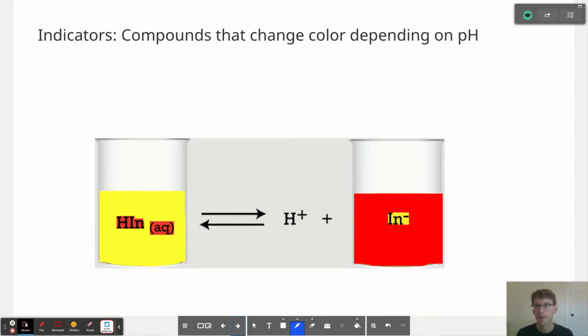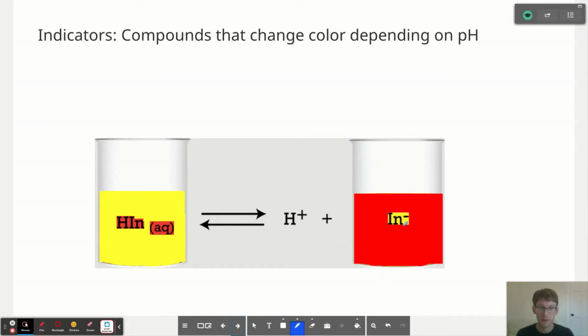An indicator is a compound that can act as an acid, and when it does that, it changes from one color to another. So what we can see here is a solution of a protonated indicator, and the protonated indicator is going to be yellow in color, but when it gets exposed to a basic solution, it can lose the H plus and turn red when it becomes the conjugate base, IN minus.